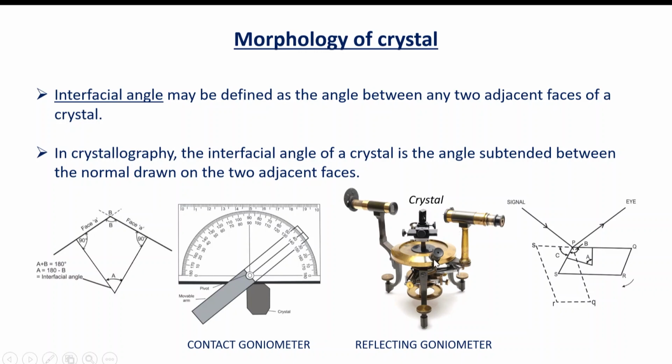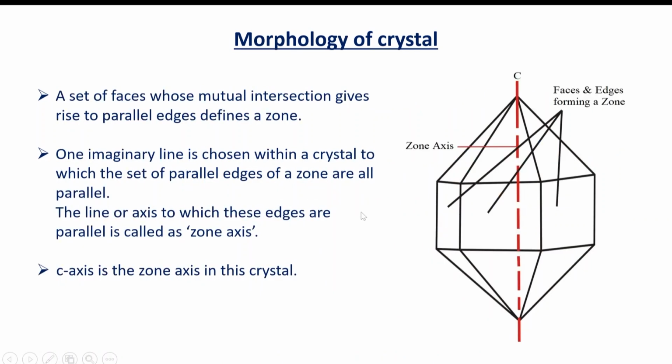So strictly speaking, contact goniometers are used for larger crystals. Reflecting goniometers, on the other hand, are used for smaller crystals. We don't have a reflecting goniometer right now to show you, otherwise I would have shown you.